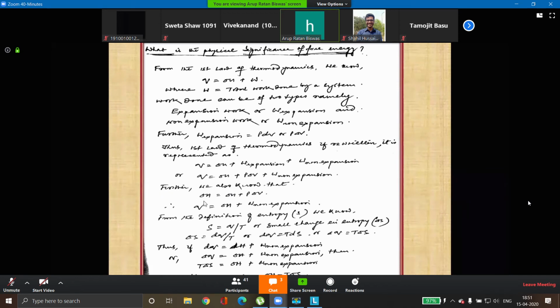We know that delta H is equal to delta U plus P delta V. So Q equals, instead of writing delta U plus P delta V, I can substitute this with delta H. So it becomes delta H plus W non-expansion. From the definition of entropy, we know that S equals Q by T, or small change in entropy, delta S equals dQ by T. From here you can get dQ equals TdS, or delta Q equals T delta S. Thus, we come to the conclusion that if dQ equals dH.